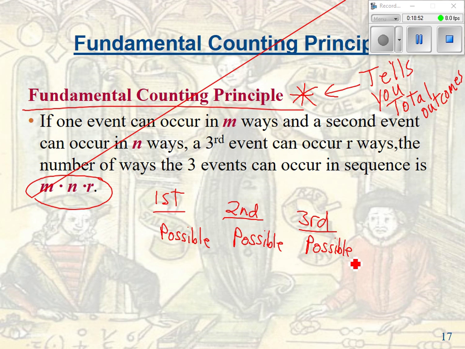So maybe Carson got up this morning and he had 6 shirts he could have chosen from to put on, 4 pairs of pants he could have chosen from, and 3 pairs of shoes. And we want to figure out how many different outfits he could have picked when he got up this morning. All you're going to do with those is multiply. You're going to multiply all those together, and that's going to give you the total possible outcomes for all those events.